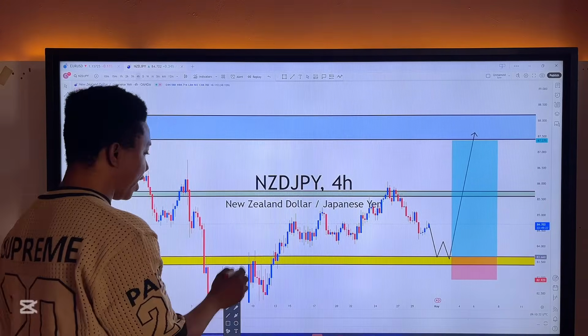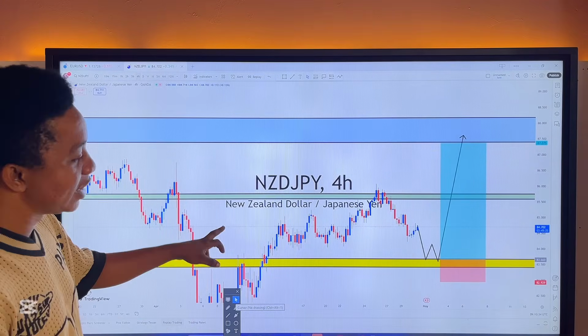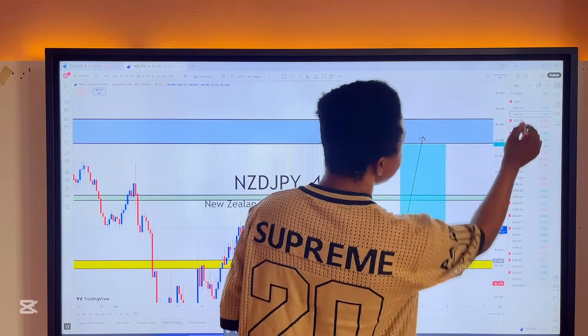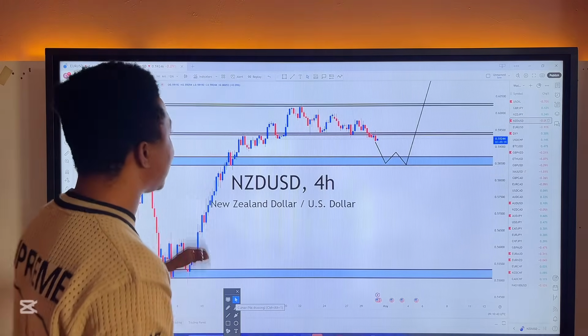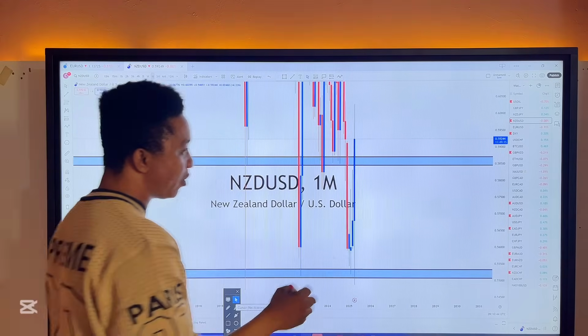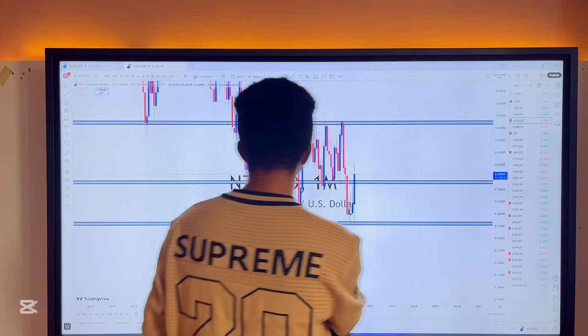Alright, let's move to the next pair. So what's the next pair on the list going to be? Let's check it out. Alright, I have NZD-USD up next. Now, NZD-USD, let's also talk about this pair. I'm also looking for a buying opportunity on NZD-USD.